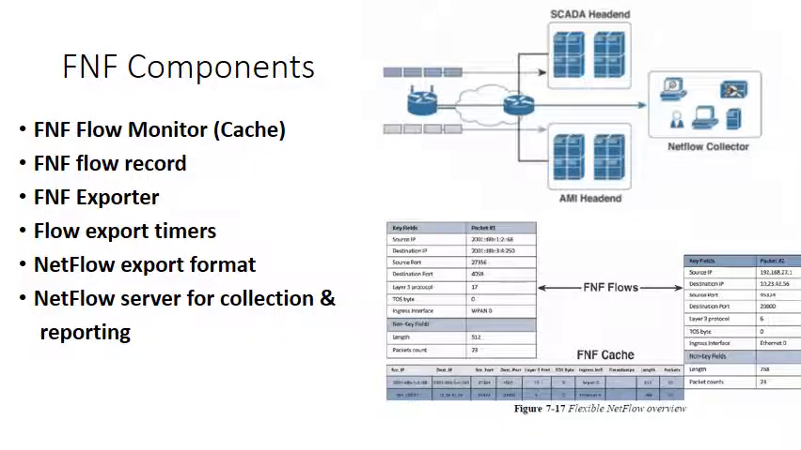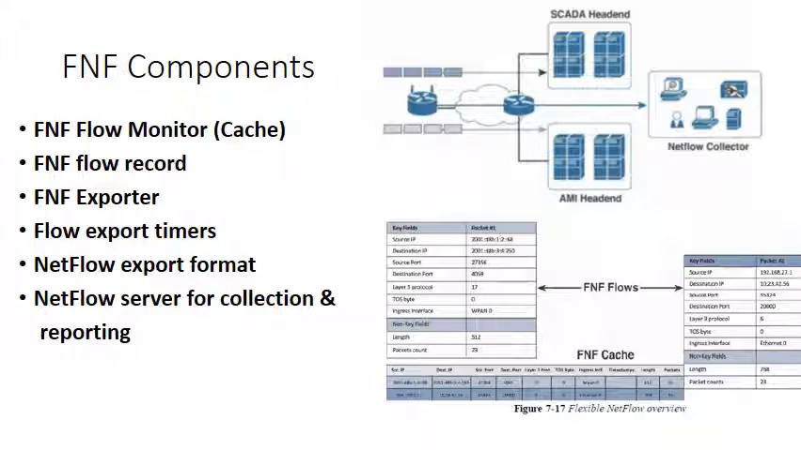Then this is very important: the FNF components. These components are very helpful for monitoring and processing the communication packets. The first one is the cache. We should have the cache because we need to store the recent items, which we call a flow monitor. So now we have to understand the flow of the data, the flow of the packets, the flow of the records in the system.